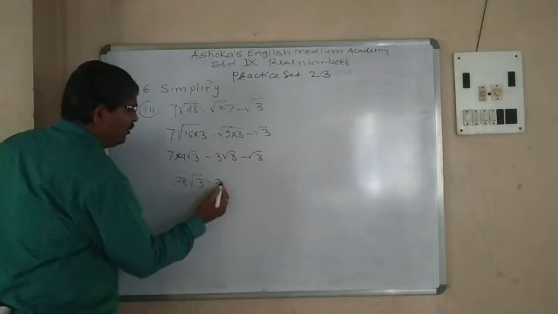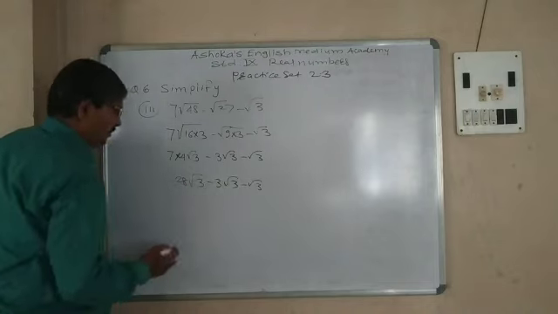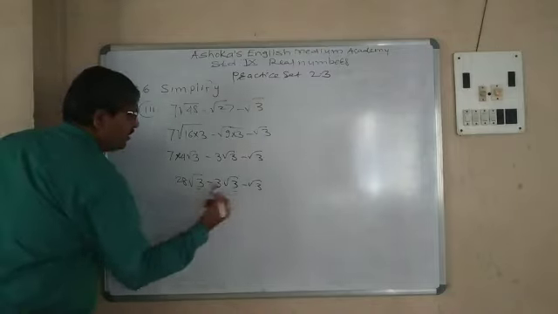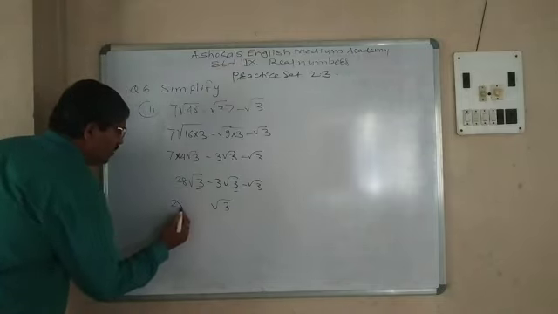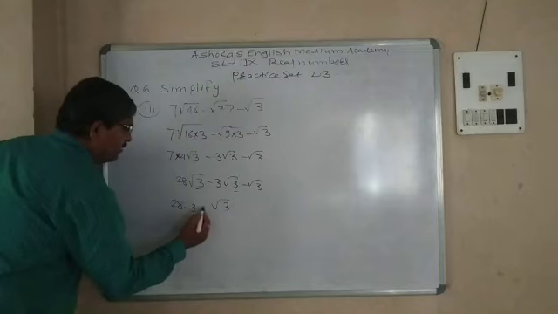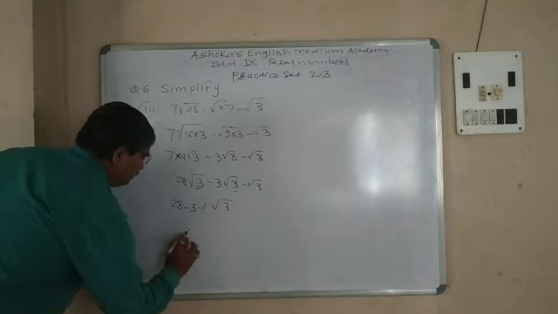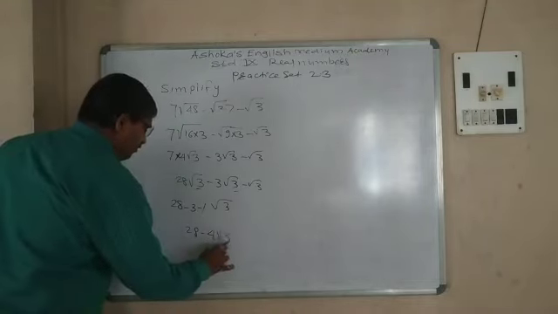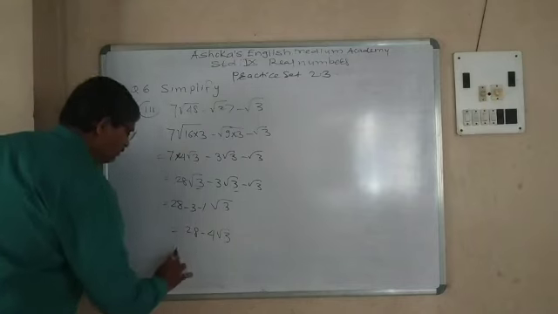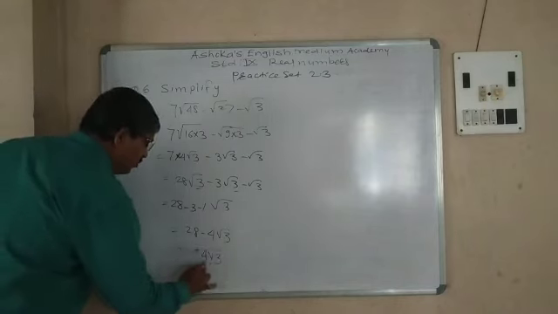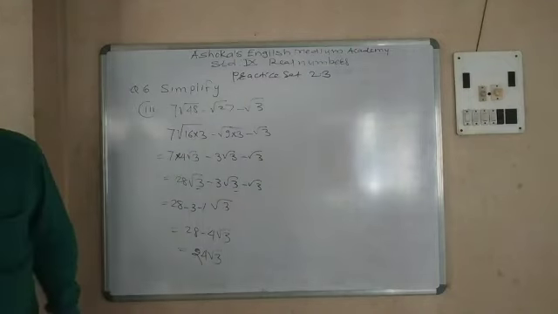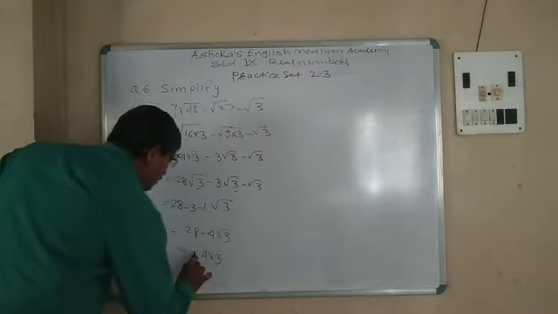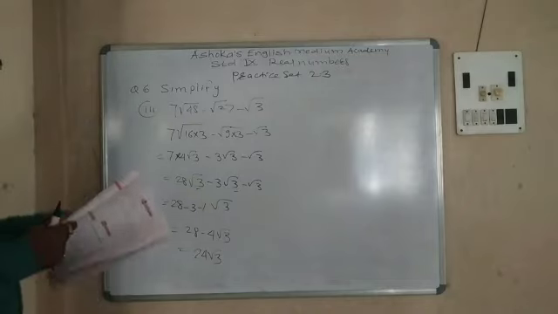Now what will you do? Root 3 is common everywhere, so take root 3 common. What is out of root? 28, here it is minus 3, and here where nothing is written there is minus 1. So 28 minus 4 is 24. What do you write? 24 under root 3 is the answer.